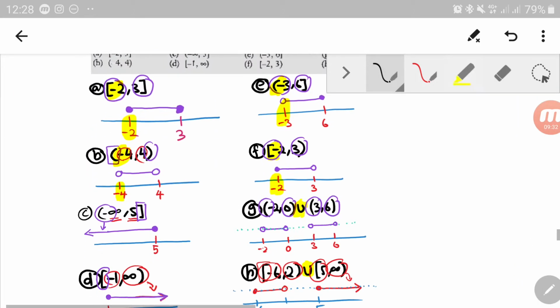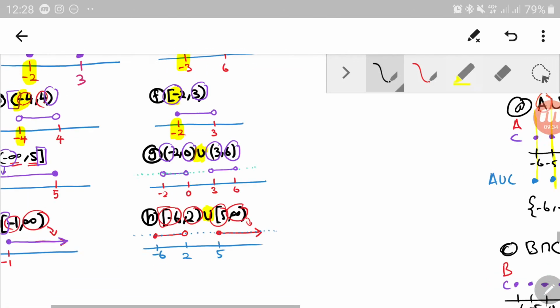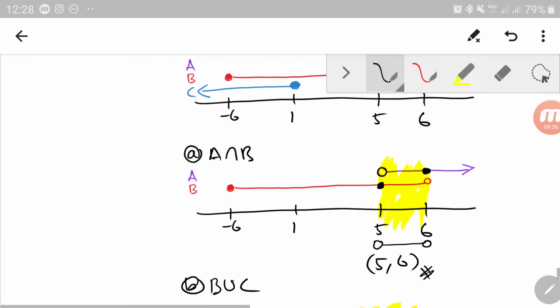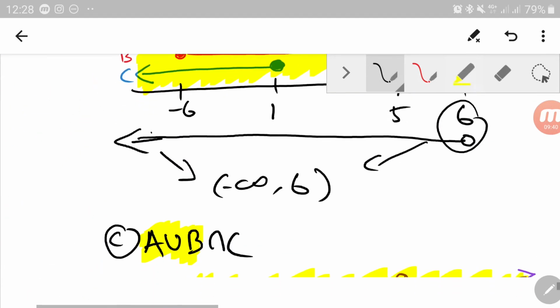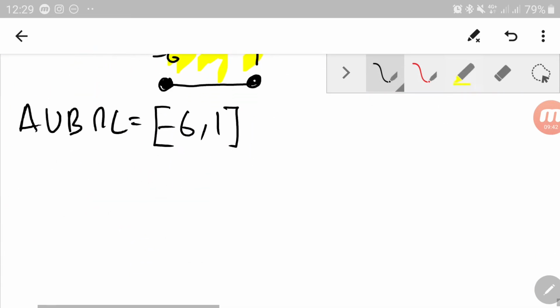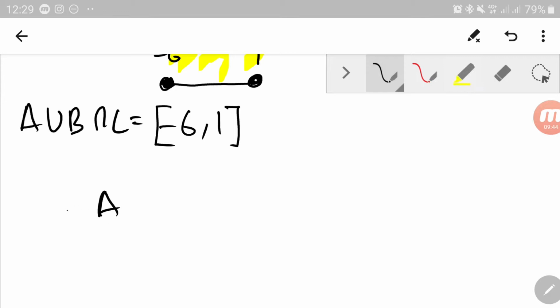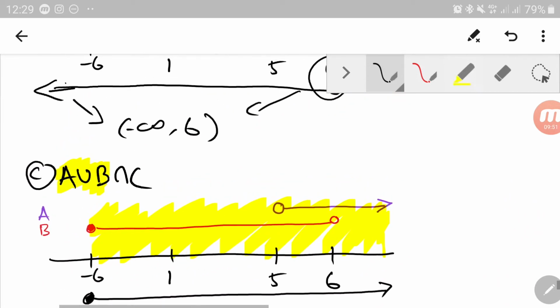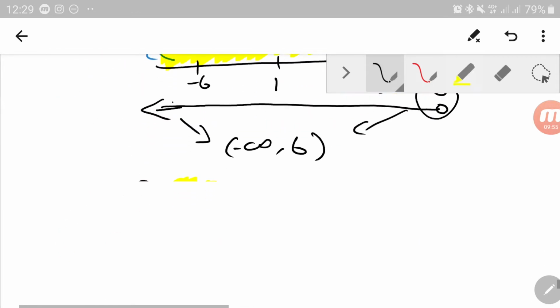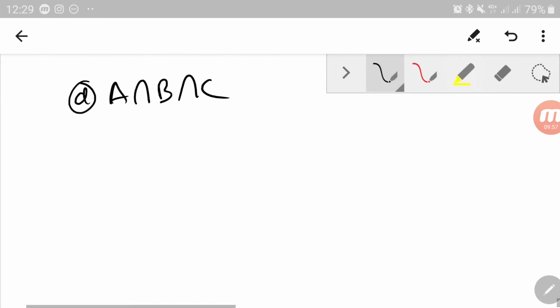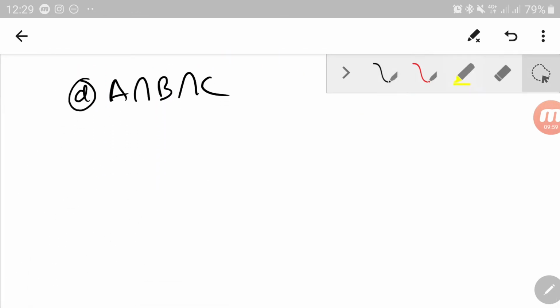I'm so sorry. Where does it move? Okay, sorry. So intersect A, B and C. So the fourth one is D: A intersect B intersect C. Okay, now I copy paste.